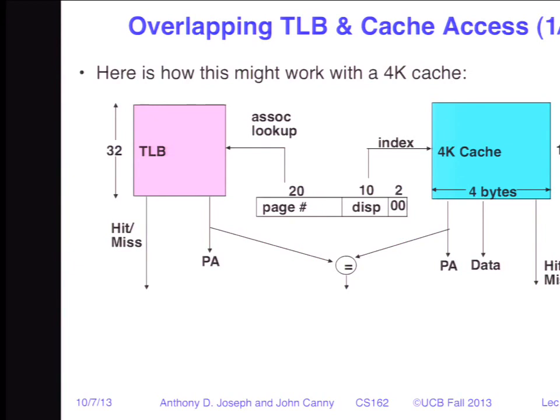Now, once both of those are ready, so we did both of those lookups in parallel to fetch those, an index on the right and an associative lookup on the left, we can compare those physical addresses. If they match, we get a hit. Okay? If they're equal and the data is stored here, we get a hit. And then we can return the data because we could already have done the byte select.